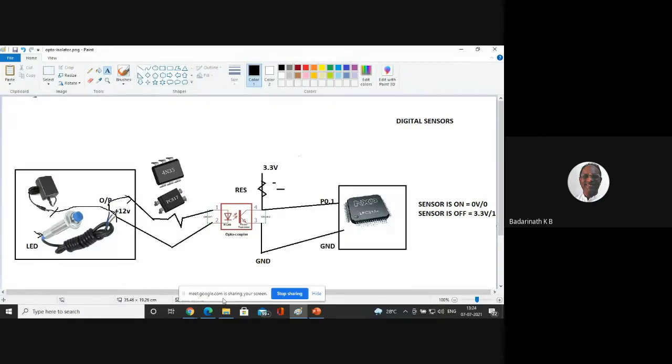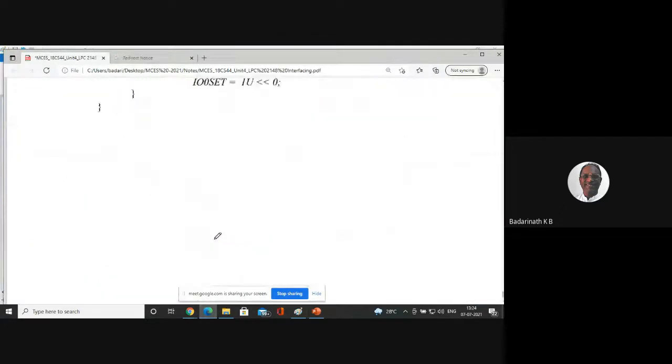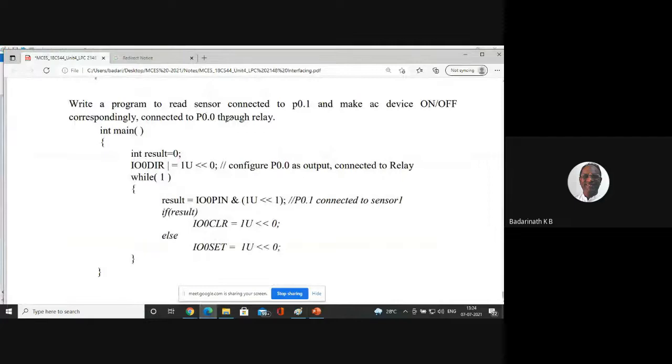Now, what is the program for this one? It's a simple program here also. I've just assumed that P0.1 is connected to the sensor. P0.0 is connected to the relay, like whatever we did in the previous circuit. I assume that the relay is connected to a bulb. So whenever somebody enters the room, the door is moved, and using the proximity sensor I want to switch on the light of the room. You can physically implement this in your houses.